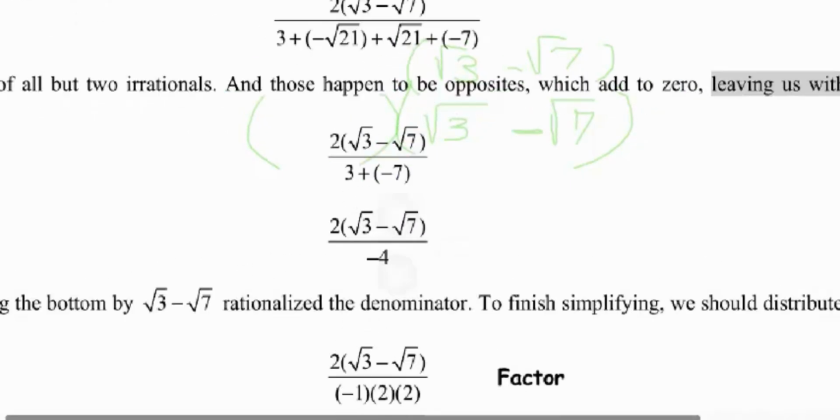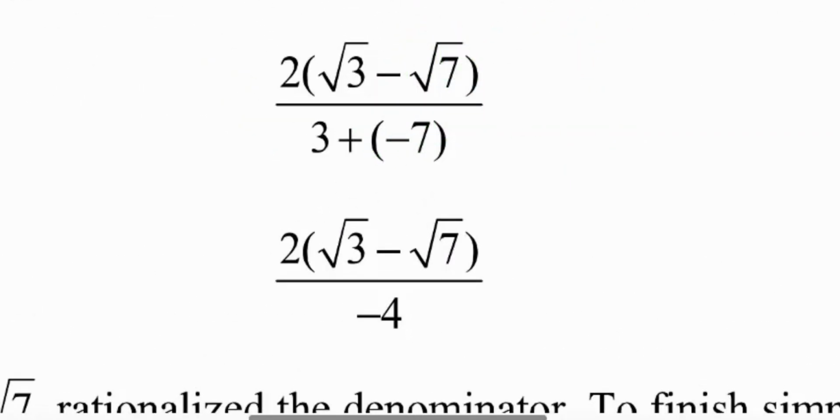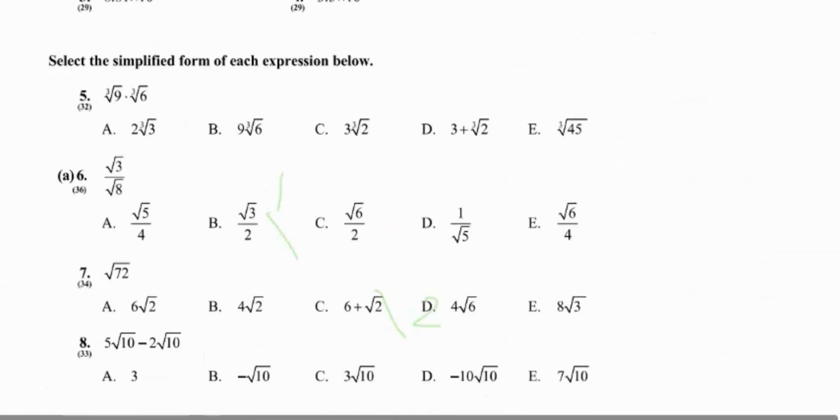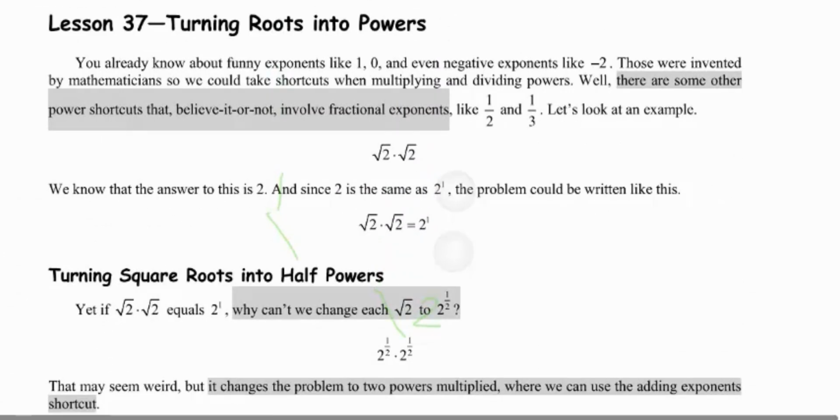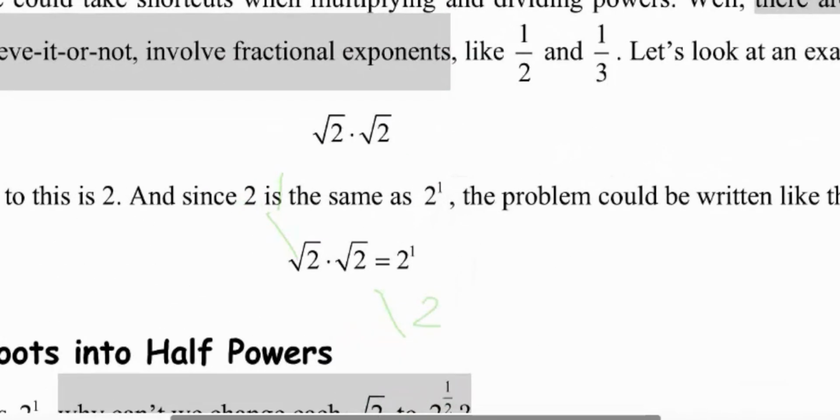And then once we have it like this, we can see like we have a 2 and a 4 here, so we can simplify those. So final answer would look like that. All right, and I think this is the last lesson in this. All right, so here, square root of 2 times square root of 2, that's just going to be 2.